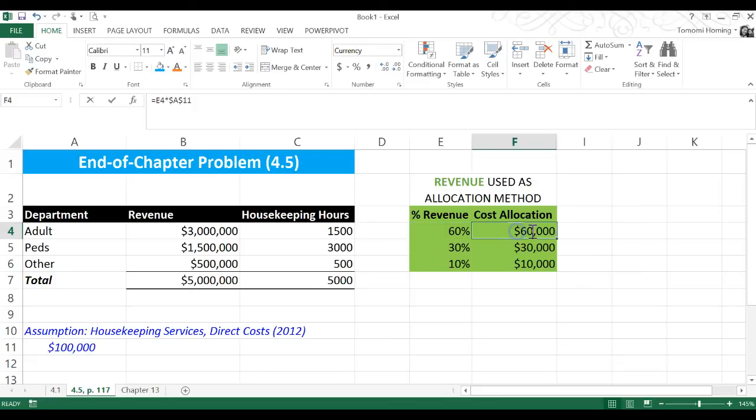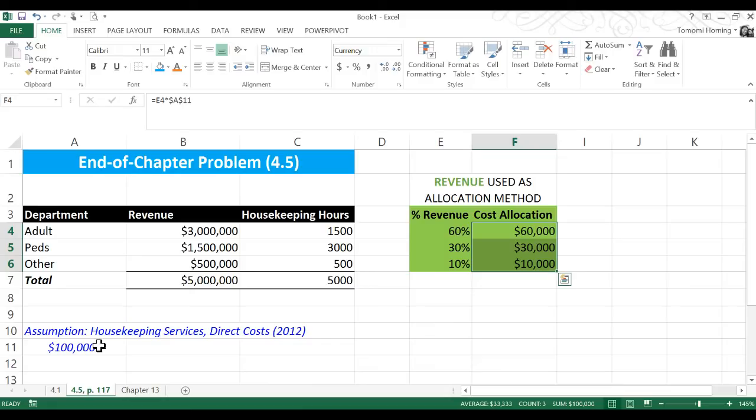So all you're doing here mathematically is taking the percent that we just calculated, 60%, multiplied by the $100,000 housekeeping expense. And you would click and drag that formula all the way down to get $30,000 and $10,000 for the other two departments. The cost allocation for each department then, if you sum them together, should equal the original cost that we were trying to allocate.